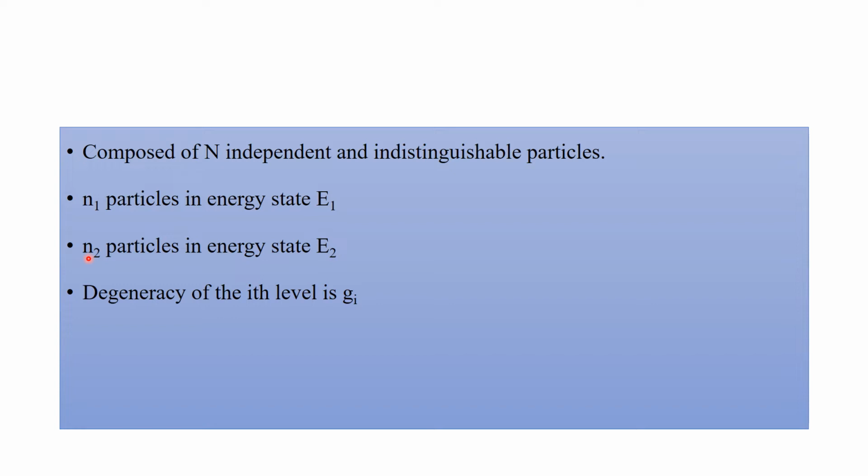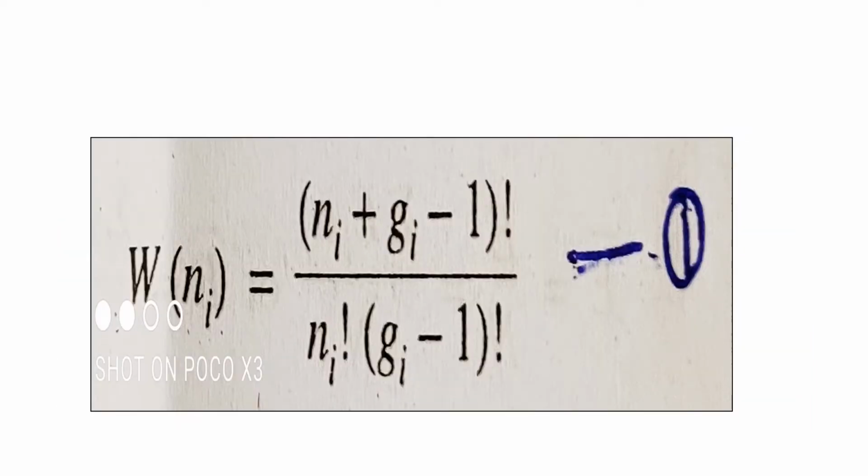In Bose-Einstein system, there is no restriction on the occupancy of each energy state. That is, in bosons, the occupancy can vary from 0 to infinity. That is, they do not obey Pauli's exclusion principle. The number of ways of obtaining such a distribution is given by the equation W is equal to (ni plus gi minus 1) factorial divided by ni factorial into (gi minus 1) factorial.